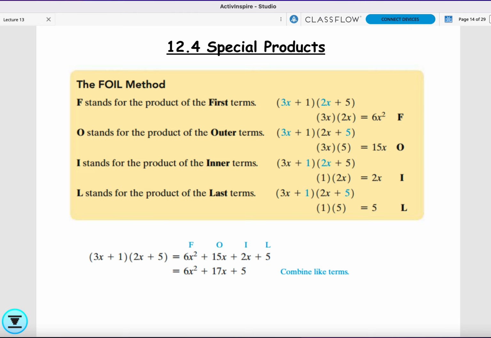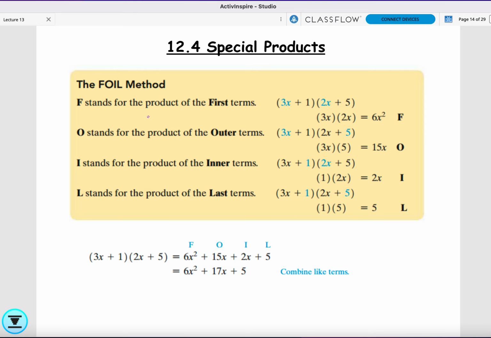Okay, guys. So we're at 12.4, or the special products. This is pretty much going to focus you guys on different multiplication techniques. So the first one I want to go over is the FOIL method. So the FOIL is pretty much a way to multiply two binomials, so two terms times two terms.